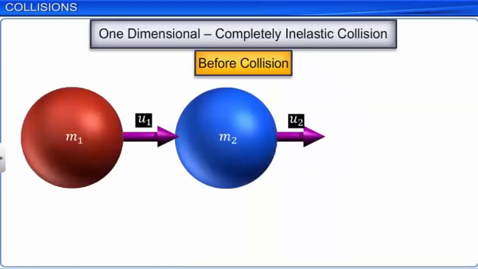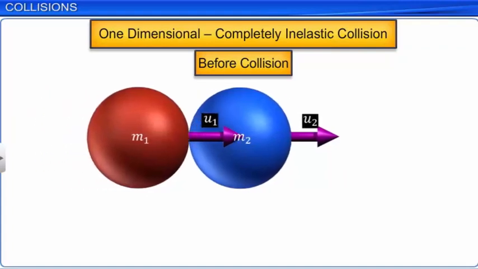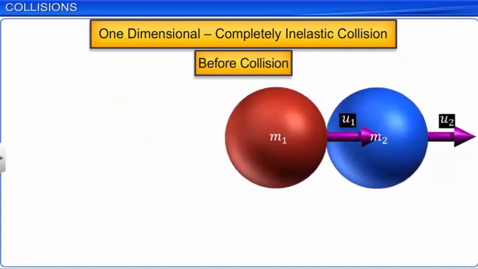Now, consider a head-on collision, that is, one in which the velocities of the bodies before and after the collision are along the same straight line. That is, a one-dimensional collision. A body of mass m1 moving with velocity u1 collides with another body of mass m2 moving with velocity u2 in the same direction along the same straight line. Let the collision between m1 and m2 be completely inelastic. As the collision is completely inelastic, they stick together after the collision and move with a common velocity v.